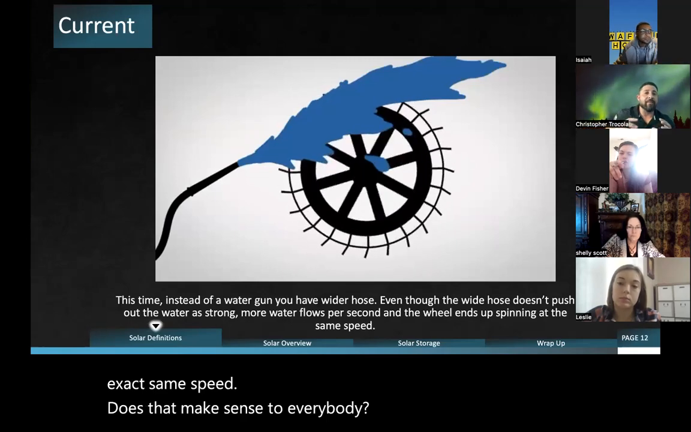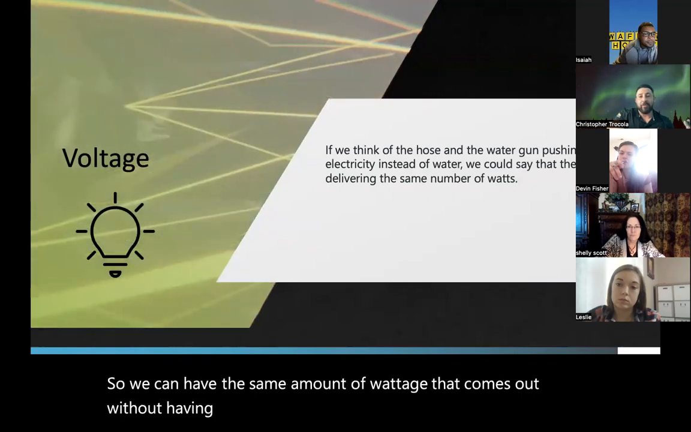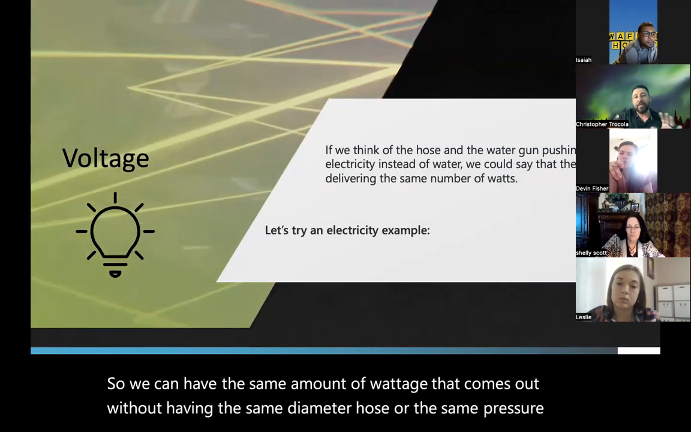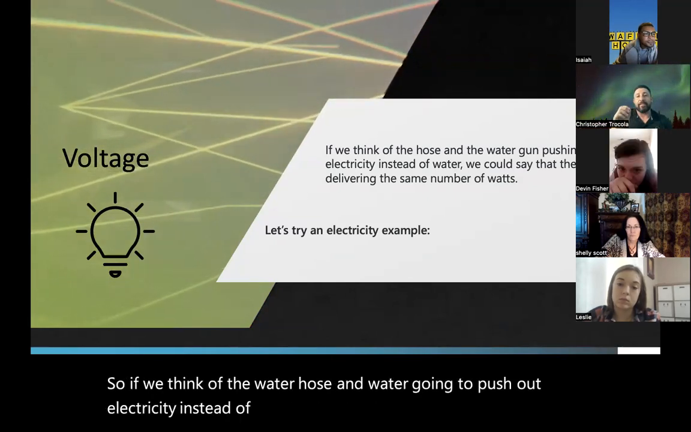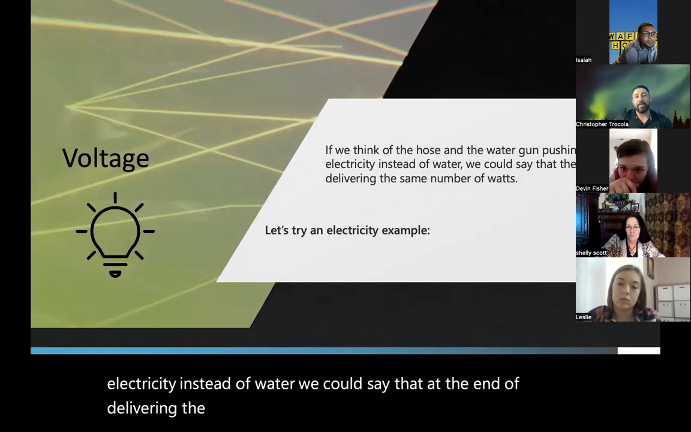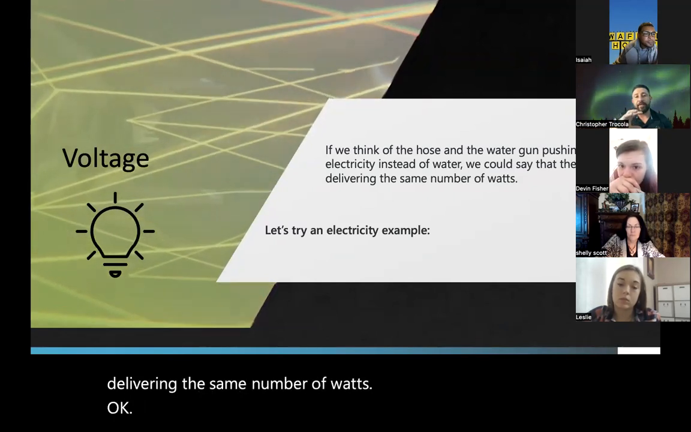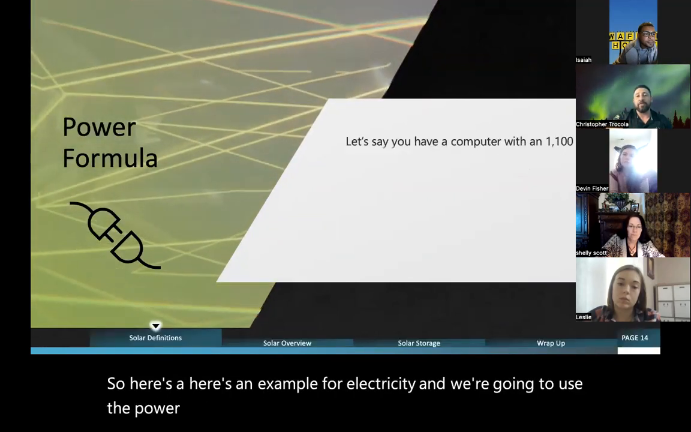So we can have the same amount of wattage that comes out without having the same diameter of hose or the same pressure, right? So if we think of the water hose and the water gun pushing out electricity instead of water, we could say that at the end they're delivering the same number of watts. Okay. So here's an example for electricity, and we're going to use the power formula. We're actually going to use it in reverse this time.